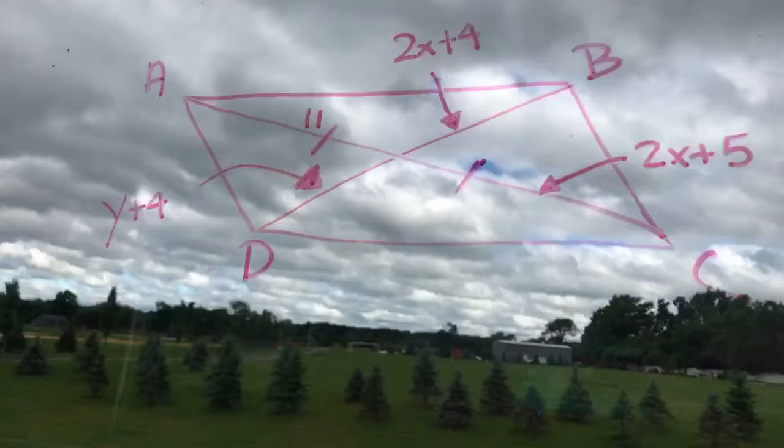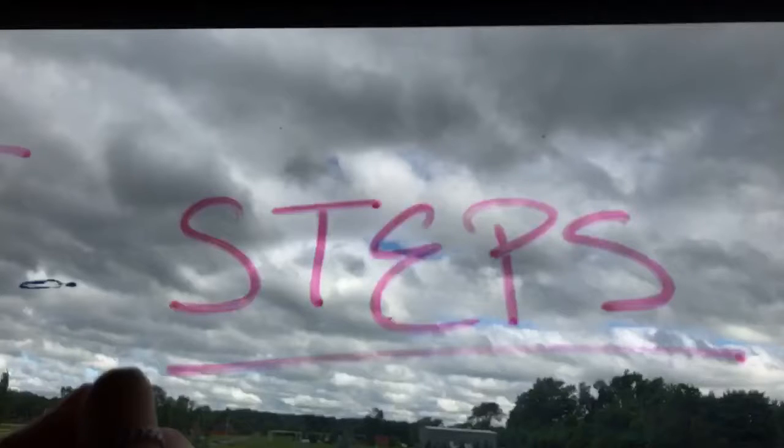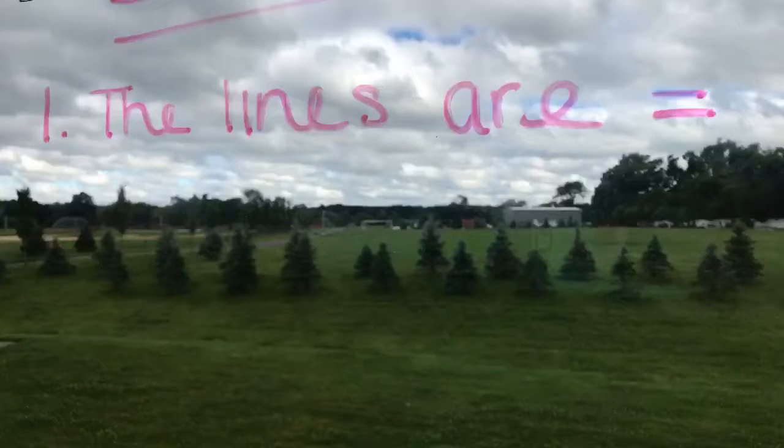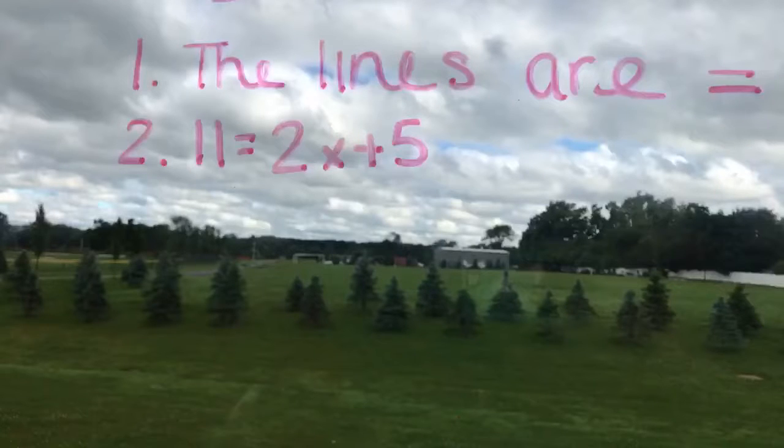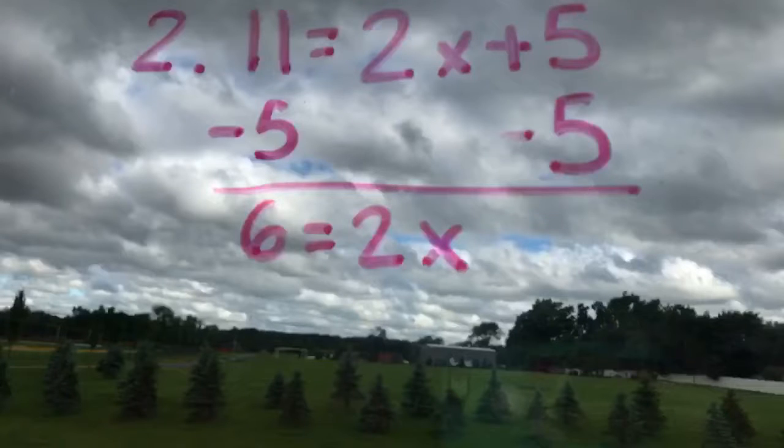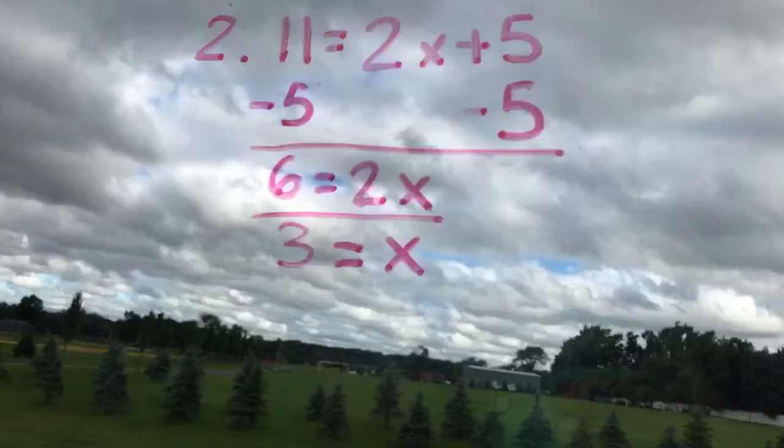Because the shape is a parallelogram, we already know the two lines are equal to each other. So you can set them equal to each other in an algebraic expression and solve by subtracting the 5 and then dividing by 2 to get 3.